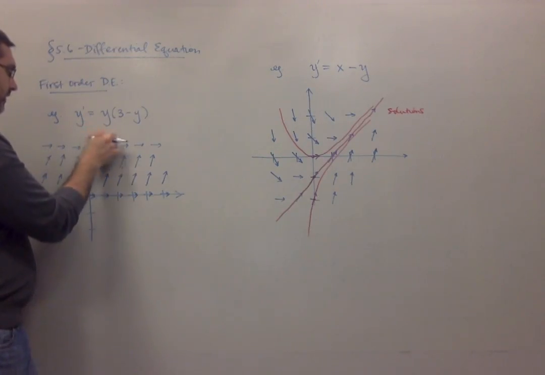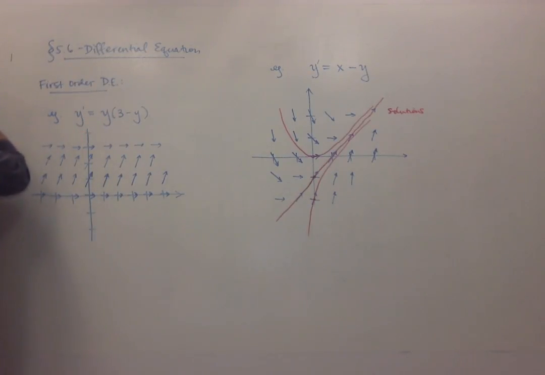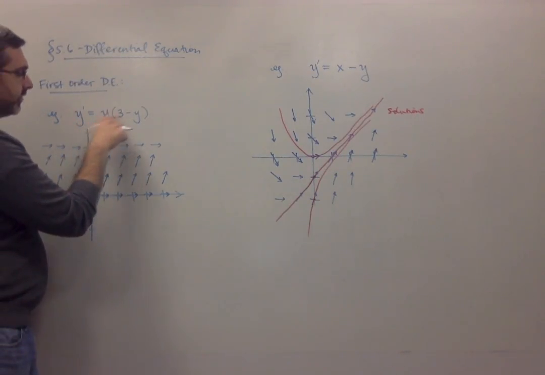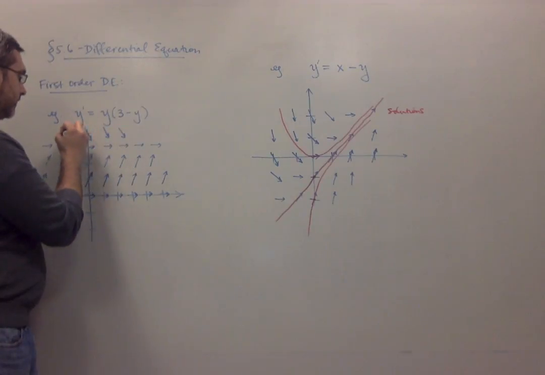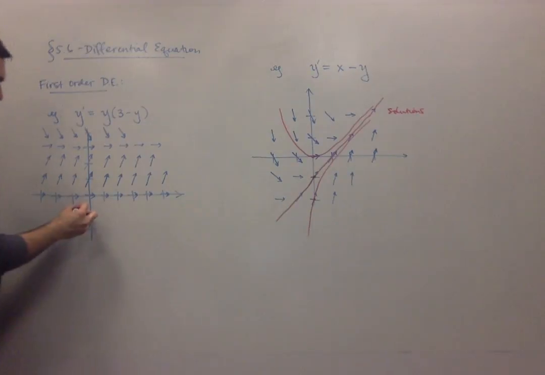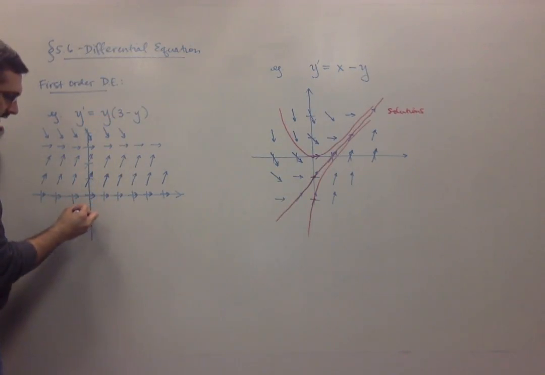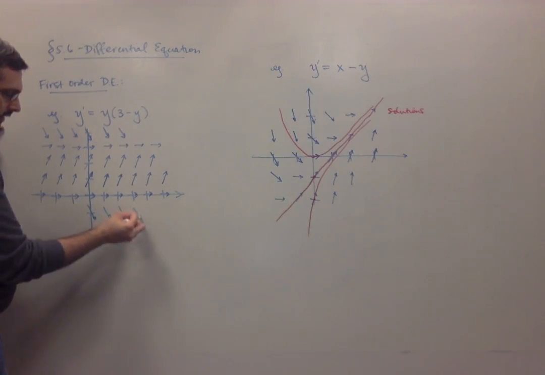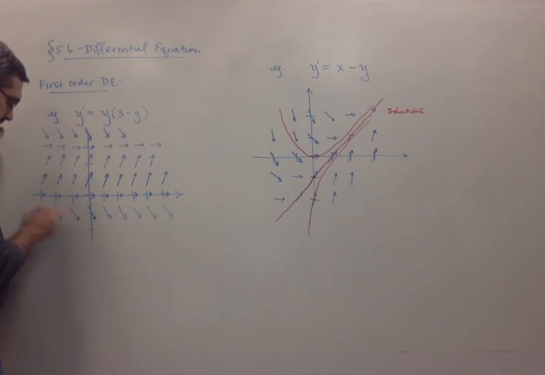Extend this just a little bit. When y is 4, you'll notice that I get 4 times negative 1 is going to give me a slope of negative 4, which is a really steep negative slope here. Okay, down here, when y is negative 1, I get negative 1 times 4. Again, this is a really steep negative slope here. Okay. So some example solutions here.